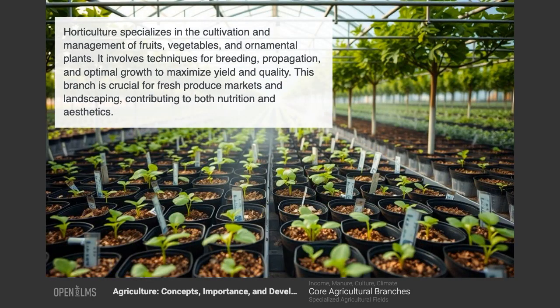Horticulture specializes in the cultivation and management of fruits, vegetables, and ornamental plants. It involves techniques for breeding, propagation, and optimal growth to maximize yield and quality. This branch is crucial for fresh produce markets and landscaping, contributing to both nutrition and aesthetics.